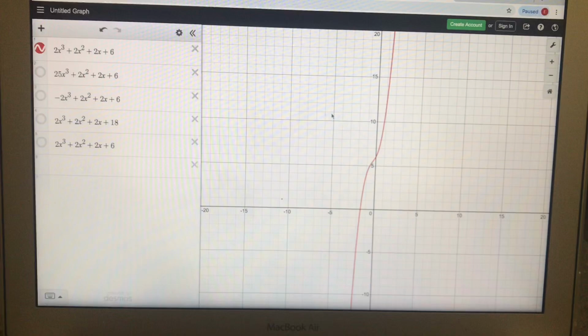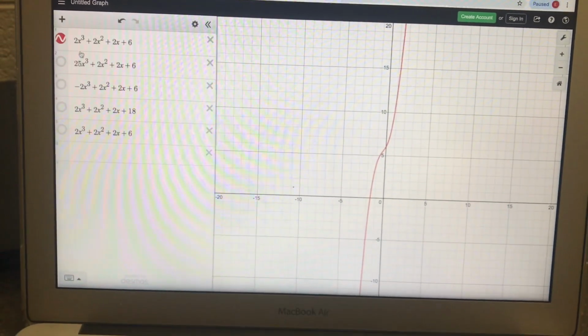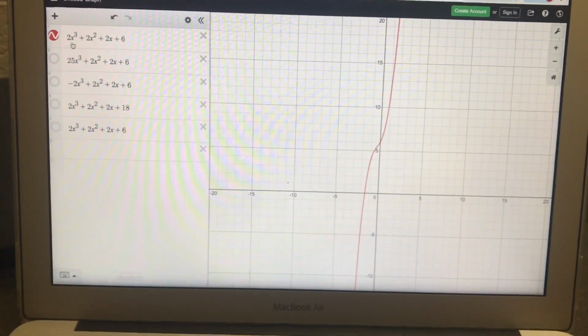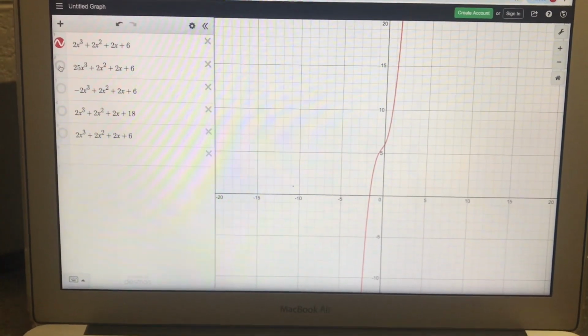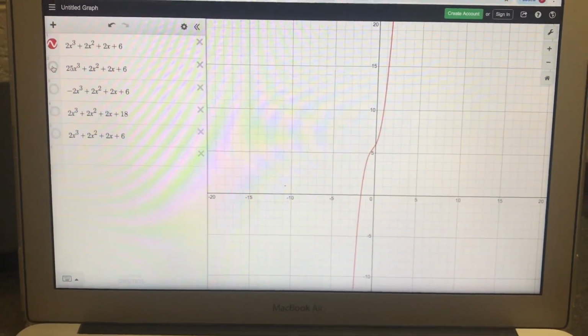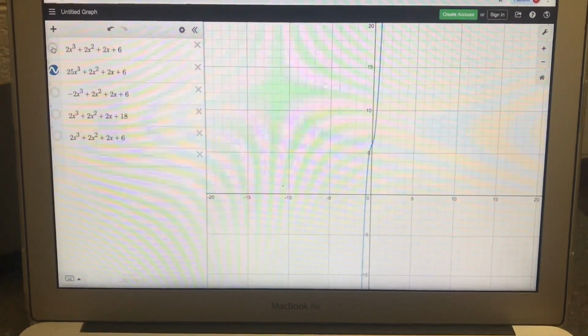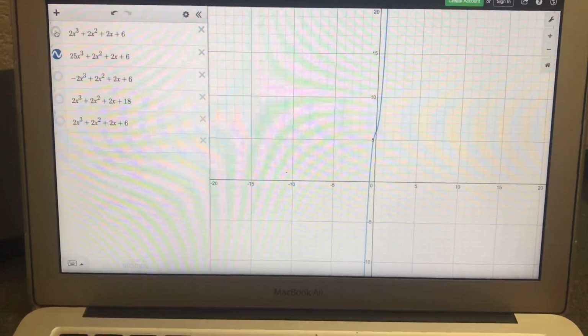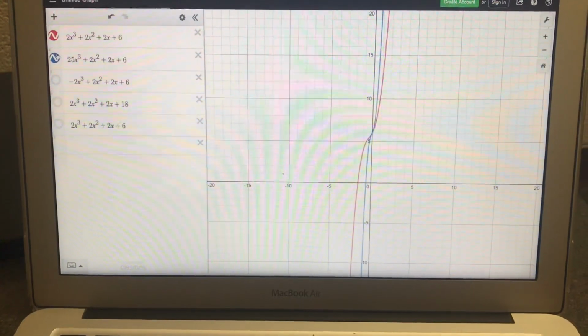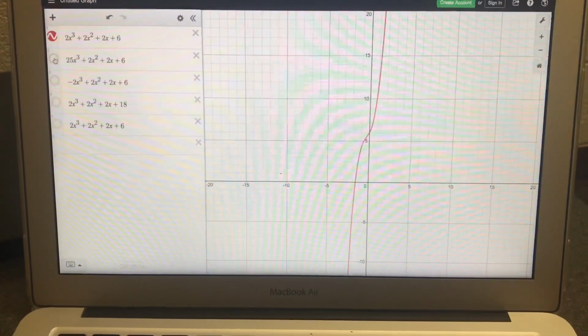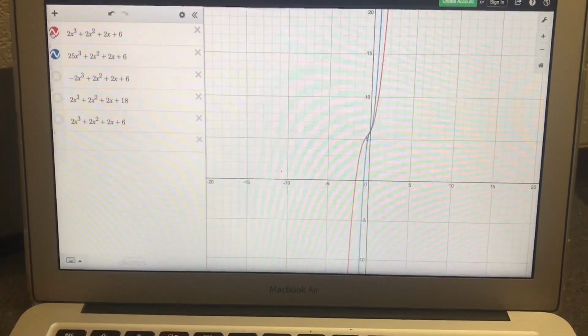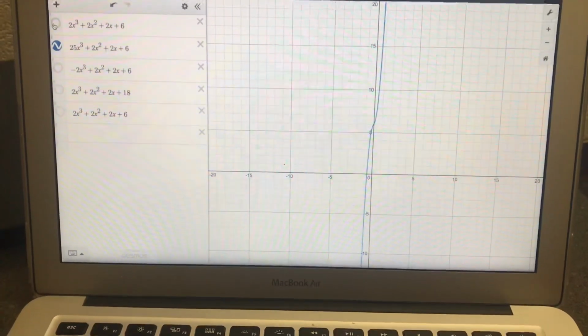So as you can see, our coefficient a in the first equation is smaller, it's a 2. But if we were to change the coefficient a to a larger number, like 25, we see that the function becomes thinner on the graph. So when it's smaller, it's going to be wider, but when it's bigger, you'll see that it's going to be thinner.